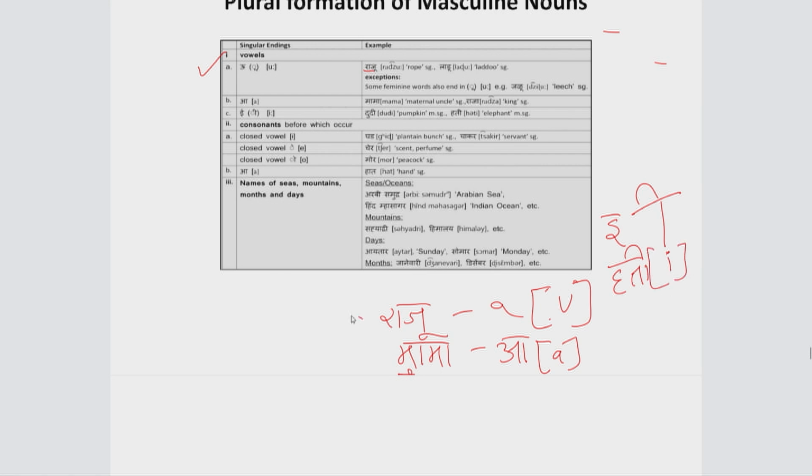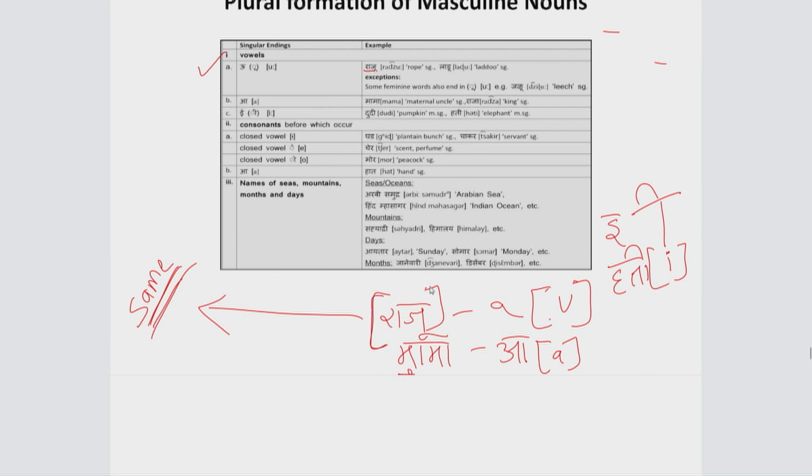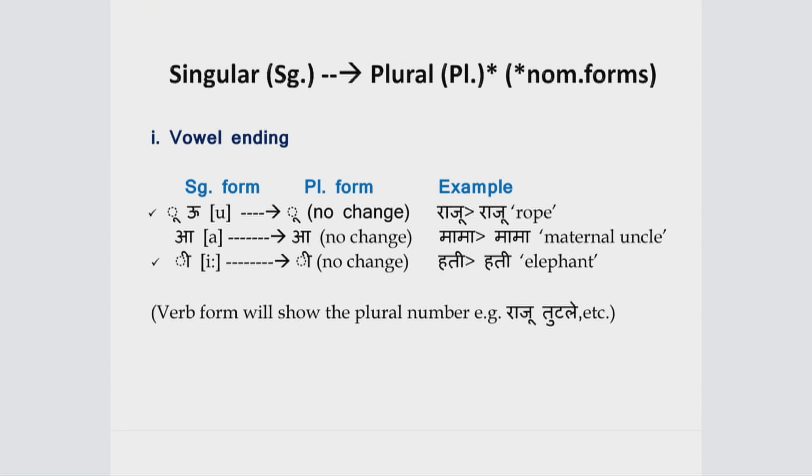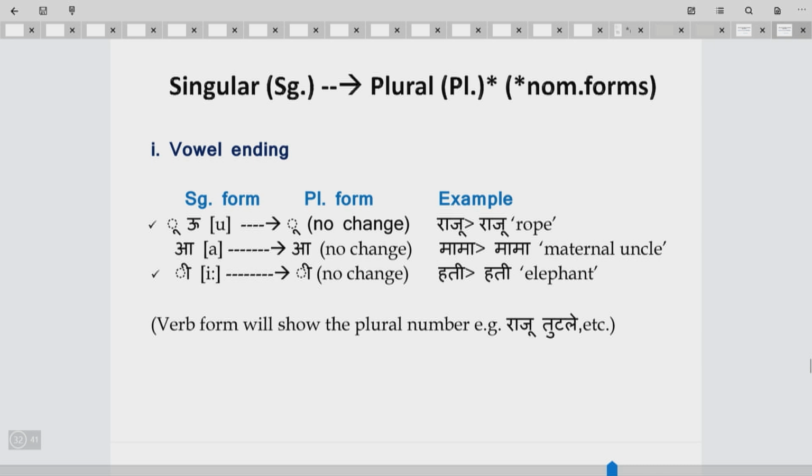All these words remain the same, okay, in the plural form. What I mean by same is not that they are not forming plurals, but the form remains the same. Okay, in the written form they do not change, but the inflection or the form of the verb or the adjective shows that they are already in the plural. However, the singular form and the plural form are the same. I will give examples in the later slides. Okay, so these are vowel ending masculine nouns.